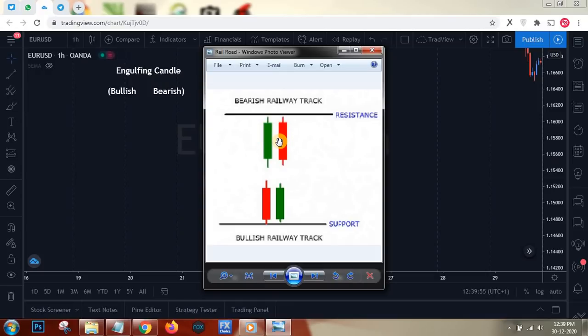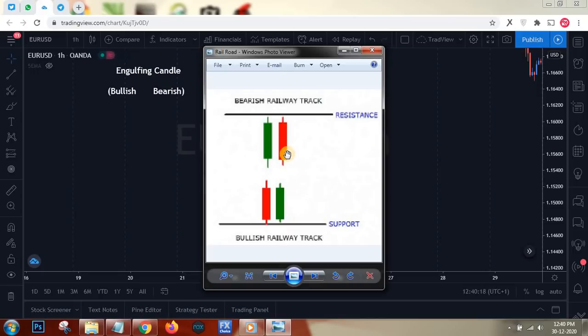I will allow it to retrace up to the 50%. And once it gets down to the 50%, I take a sell. Or most times, if I still feel like entering in two positions, I take the sell from here. After this candle has appeared, I take the sell from here. And when it retraces, I'll take another sell. That is how I treat this railroad track.